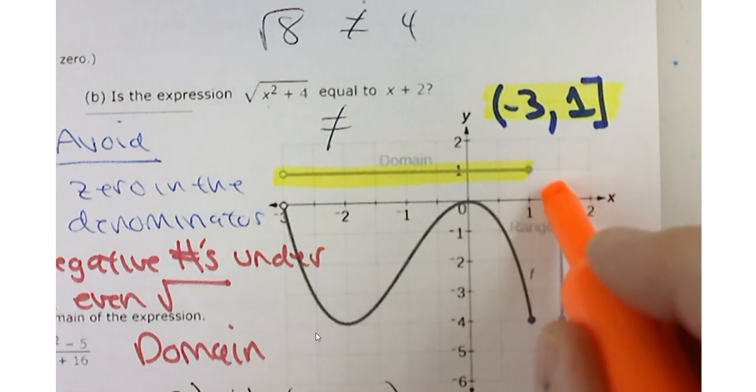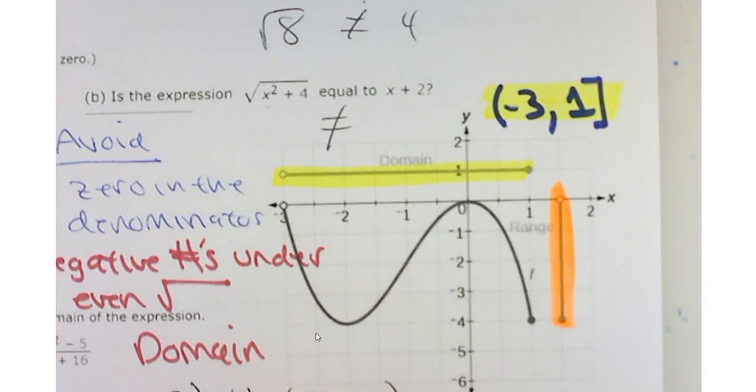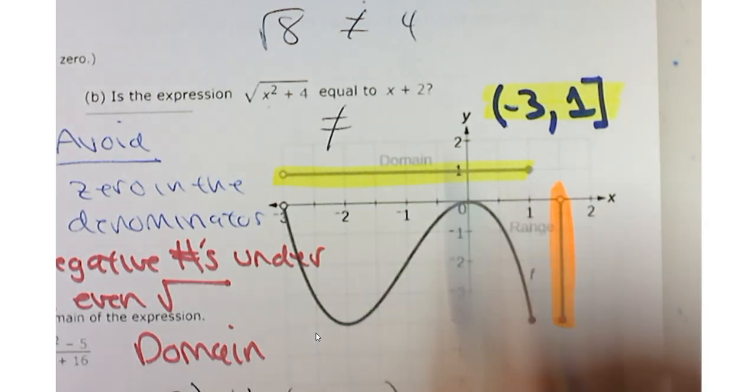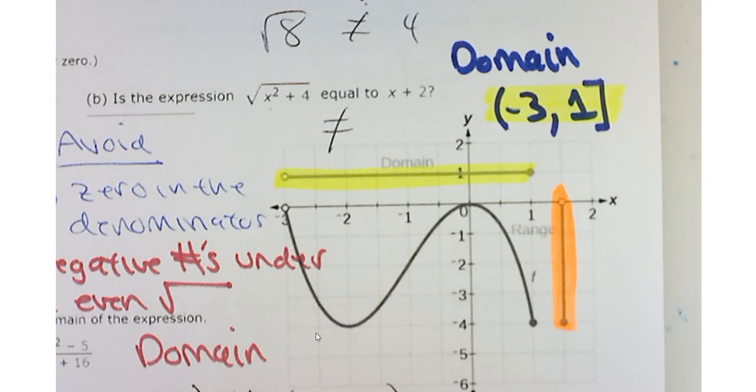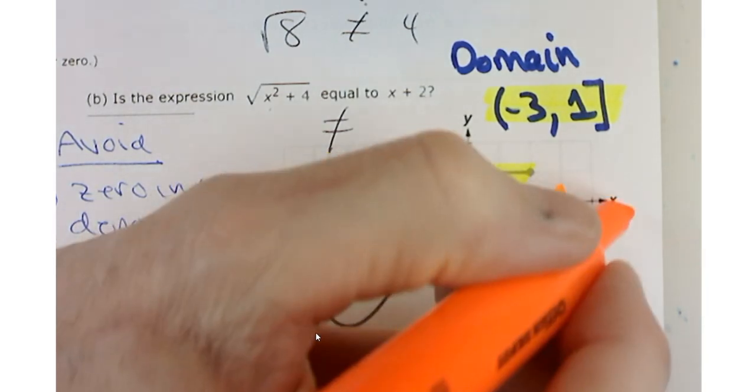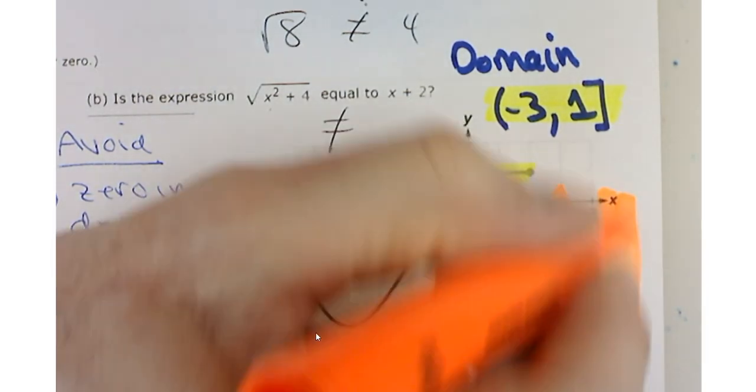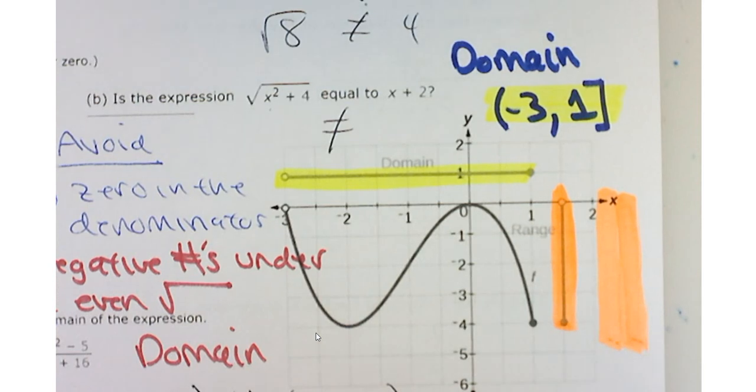Let's take a look at things in the y direction. So this is your domain, and the y direction is going to be our range. Your domain and range are always read left to right, bottom to top, smaller to larger.